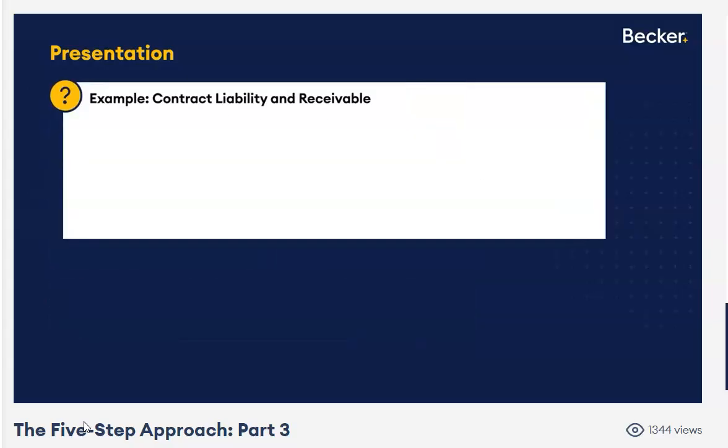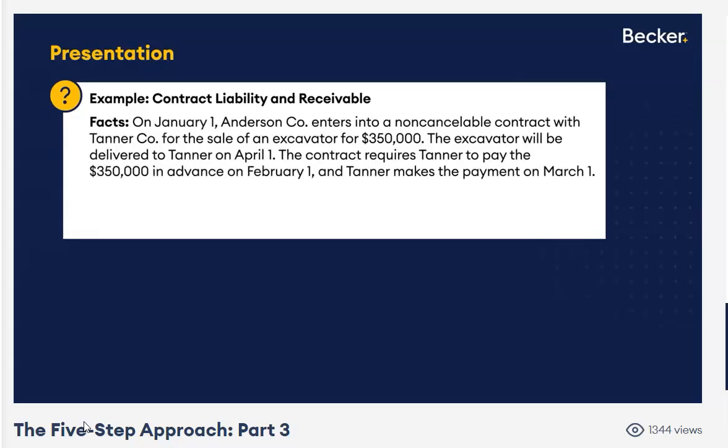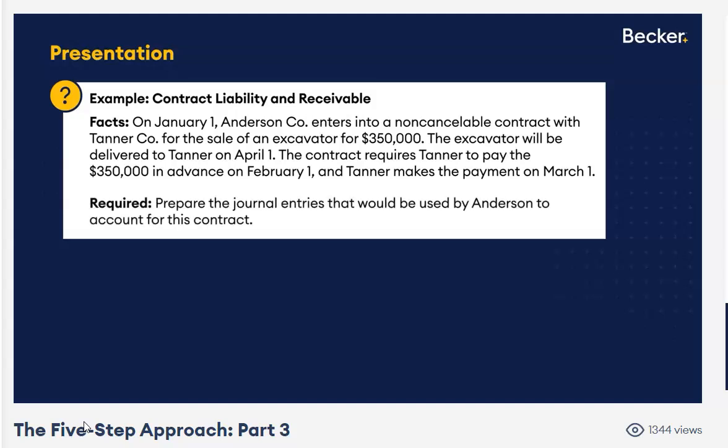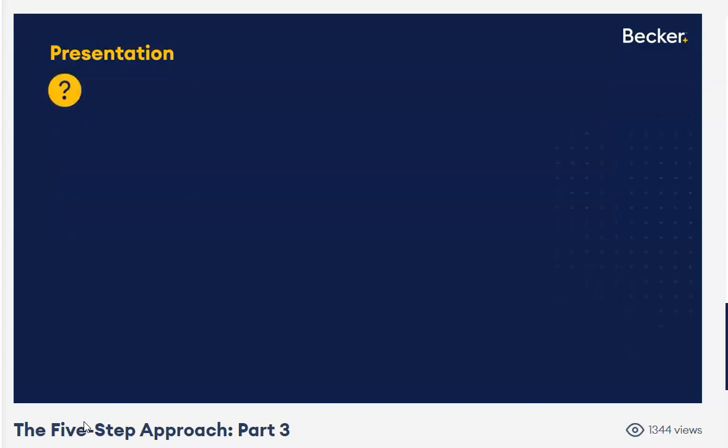So let's illustrate this. In January, Anderson enters into a non-cancelable contract with Tanner for the sale of an excavator for $350,000. It will be delivered on April 1. The contract requires Tanner pay the $350,000 in advance. And Tanner makes the payment on March 1 before delivery has been done. Notice this, prepare the journal entry. The call of the question is, what's the journal entry?